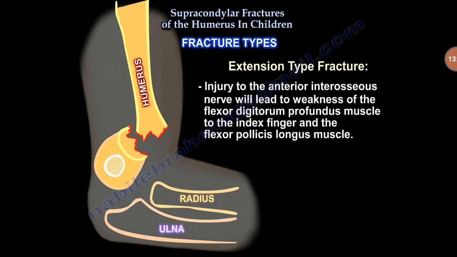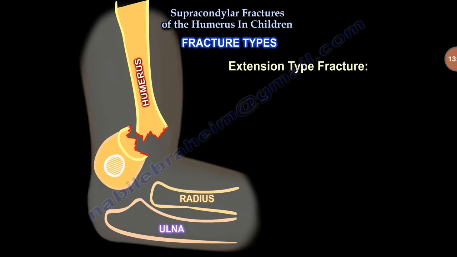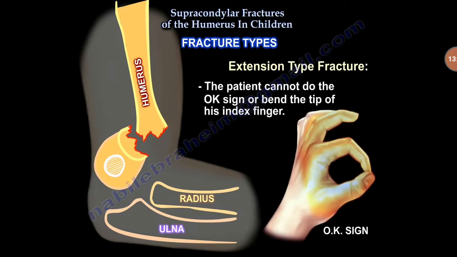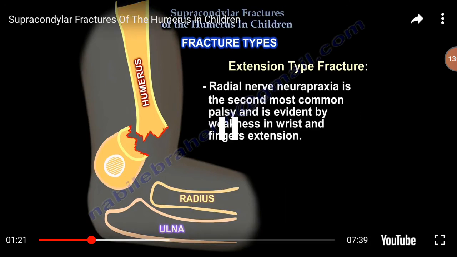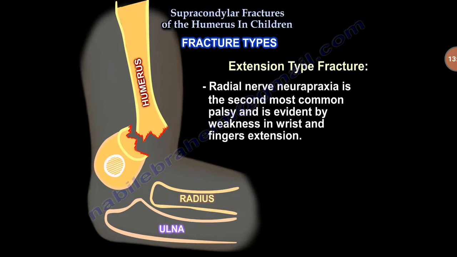Injury to the anterior interosseous nerve will lead to weakness of the flexor digitorum profundus muscle to the index finger and the flexor pollicis longus muscle. The patient will not be able to do the OK sign with his hand or bend the tip of his index finger. Radial nerve neuropraxia is the second most common palsy and is evident by weakness in wrist and finger extension.